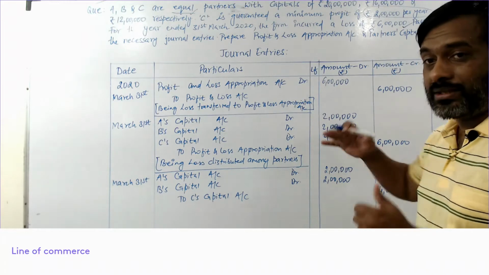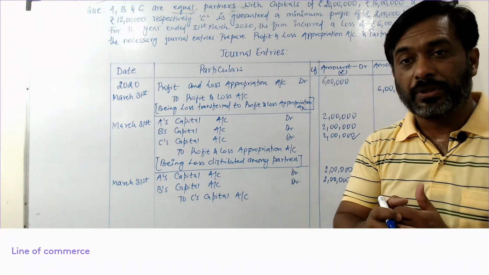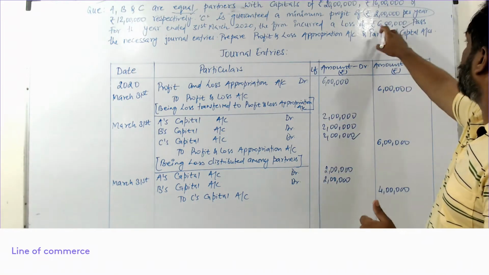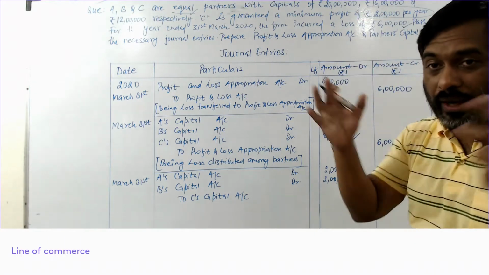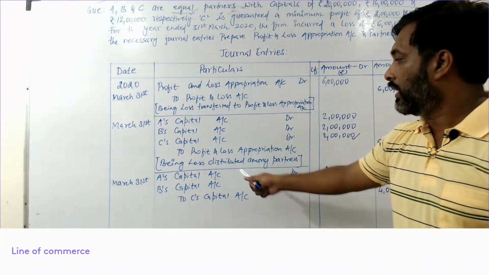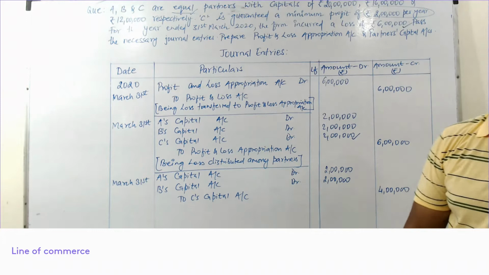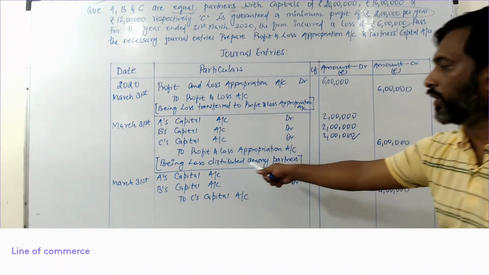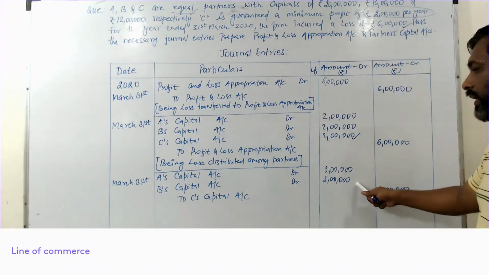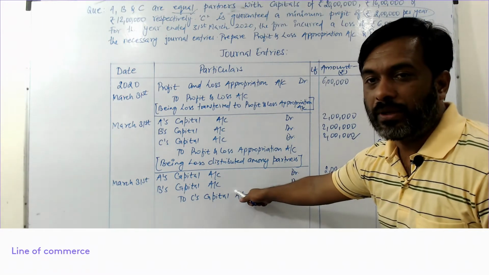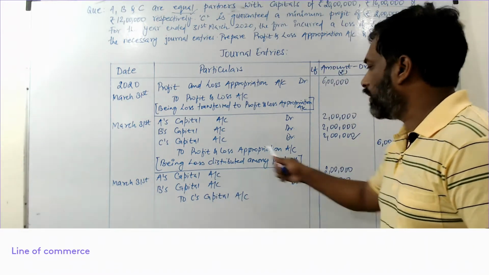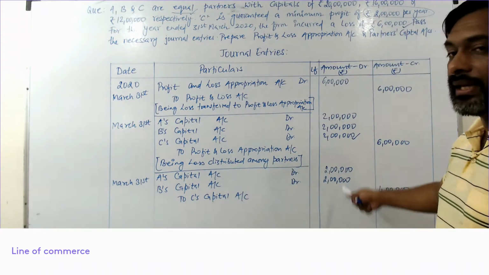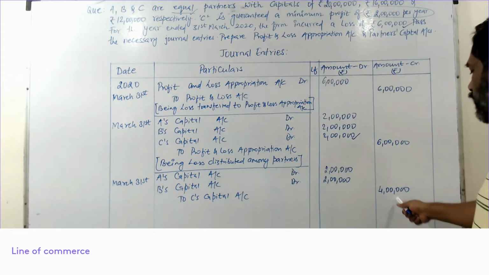To cover the loss of 2 lakh rupees plus the minimum guarantee of 2 lakh, together 4 lakh rupees A and B have to contribute. That's how this entry is coming. 2 lakh rupees will be contributed by A and the remaining 2 lakh rupees will be contributed by B. So A's capital account debit, B's capital account debit, 2 lakh each, to C's capital account 4 lakh.